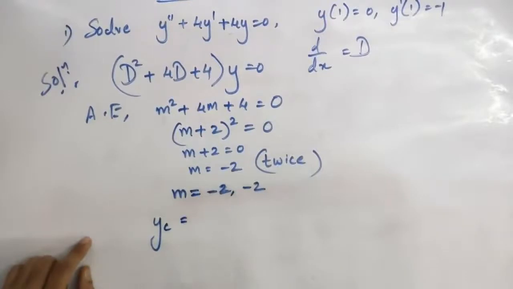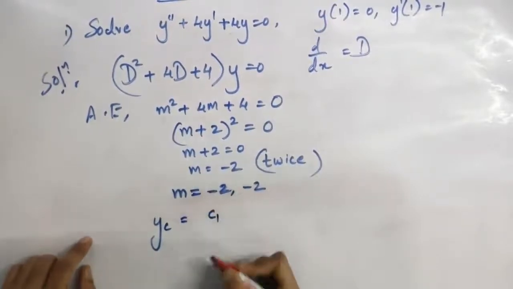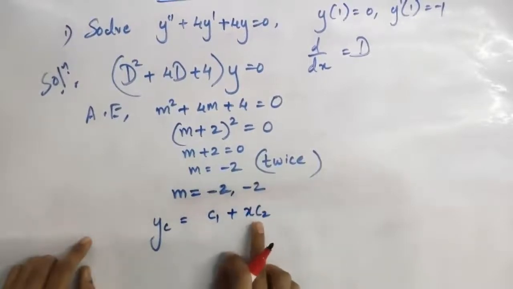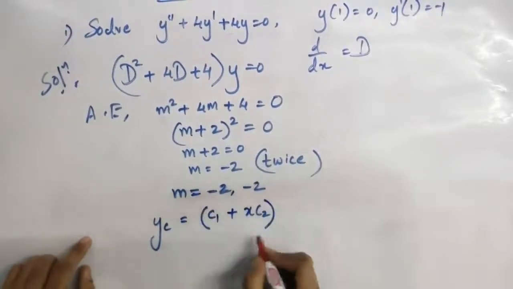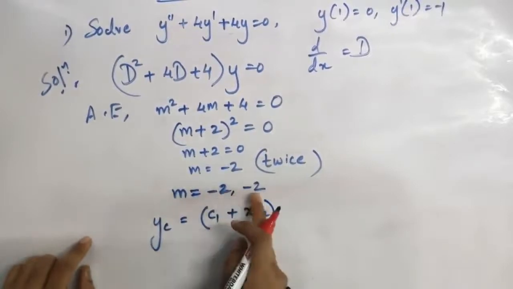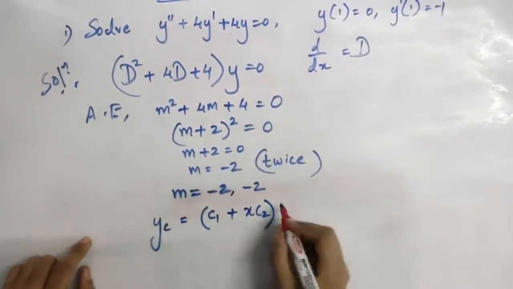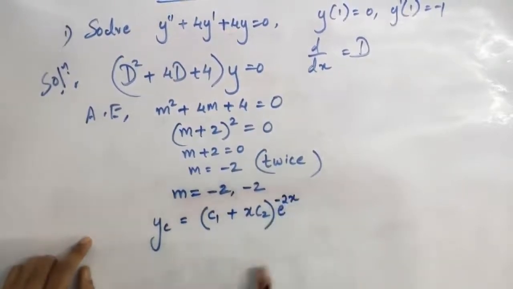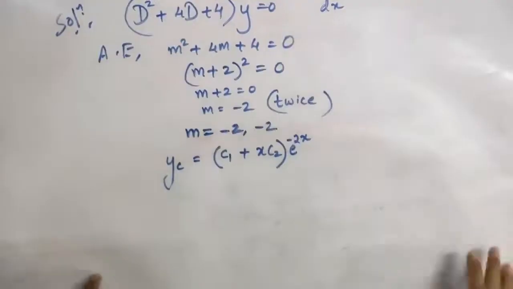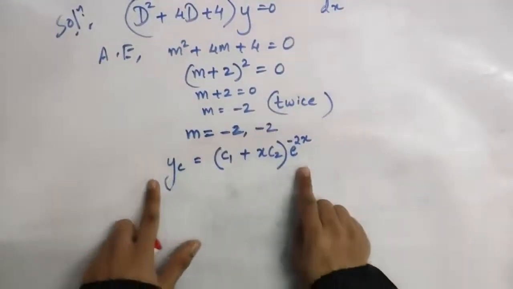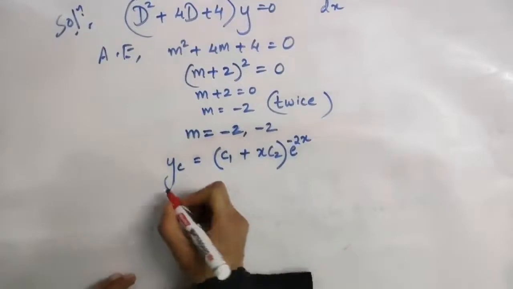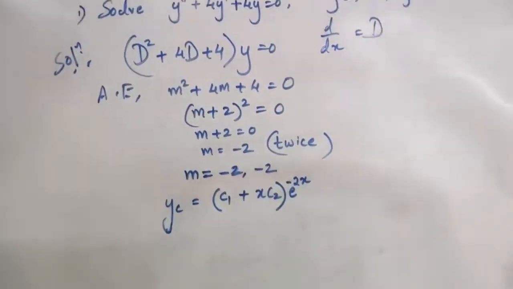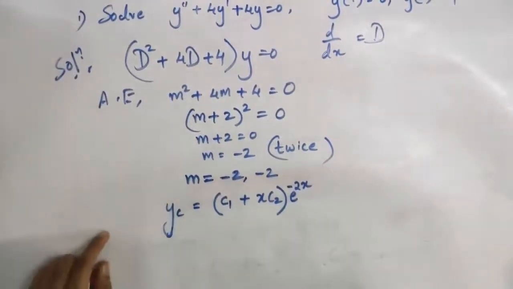So yc should be written in the form: first c1 independent of x plus x into c2. You accompany an x with c2. Take a bracket for them because they are repeated. There are only two roots, so two terms in your solution. e to the power, the value of the root into x, that is minus 2 into x. Now we got the solution. This is yc, the complementary function I have told you before. The solution of a homogeneous differential equation is also called the complementary function, but actually it is the general solution of a homogeneous differential equation.